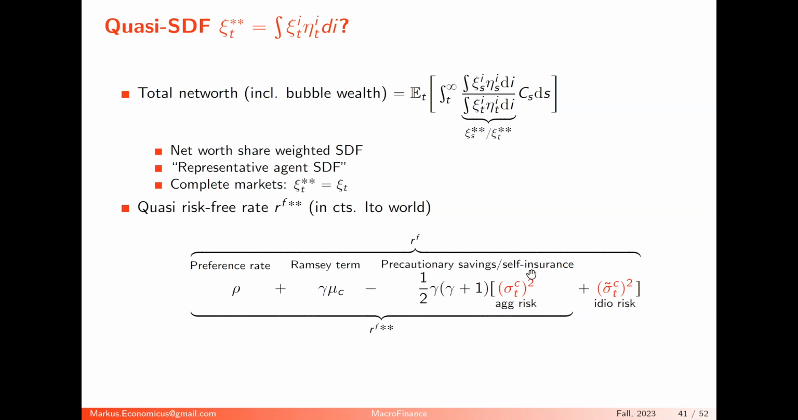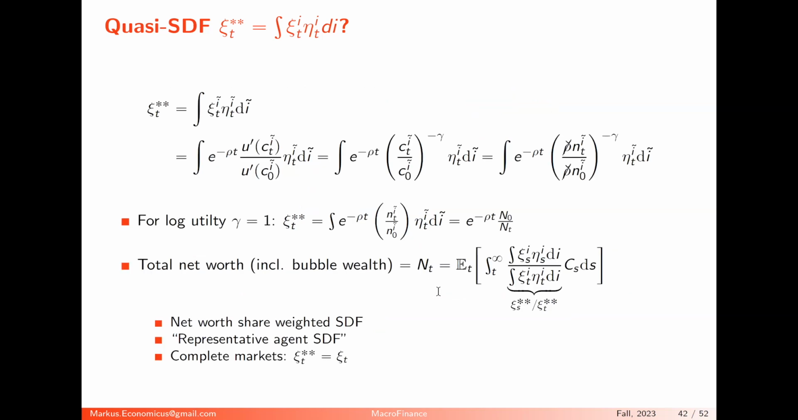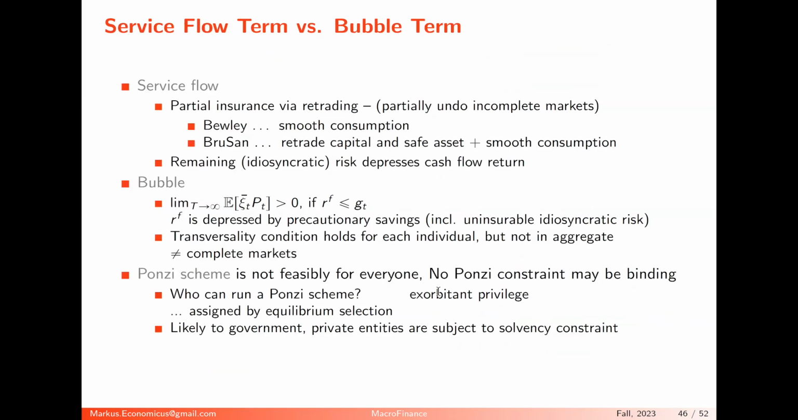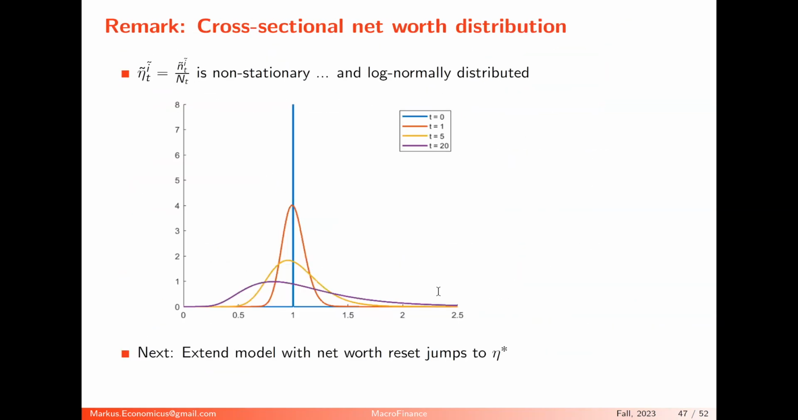There's no aggregate risk in our setting. There's only idiosyncratic risk. So typically when we have a risk-free rate, I have total risk, aggregate risk, and idiosyncratic risk. Here, I just take this guy out. And in log utility, this gamma is just 1. Okay, so again, this is the service flow term.